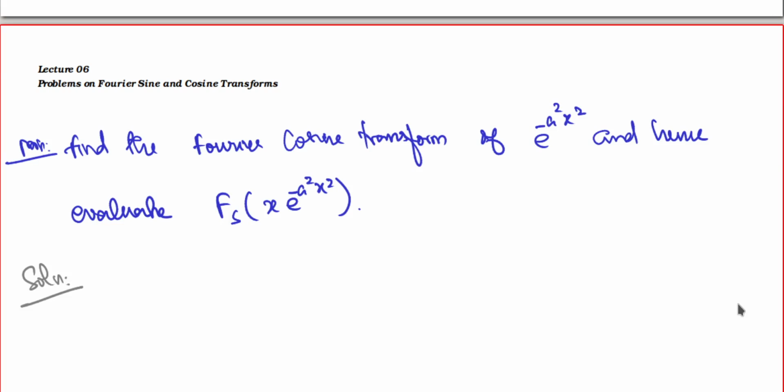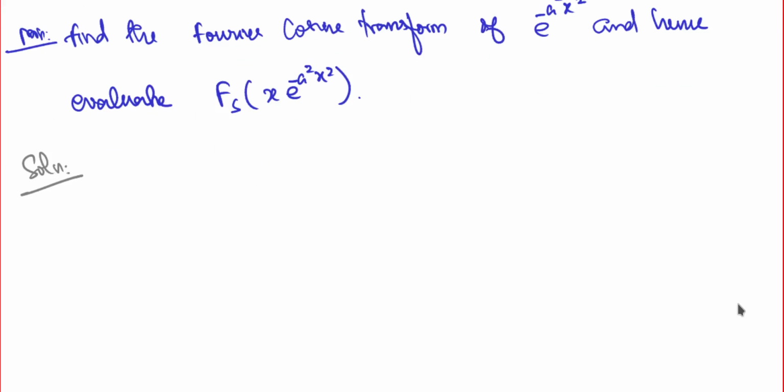Hello everyone. In this video, we will solve some more problems on Fourier sine and cosine transformation. I've already written a problem here. I want to find the Fourier cosine transform of e to the power minus a square x square, and hence evaluate the Fourier sine transform of x times e to the power minus a square x square. So how do you do this problem?